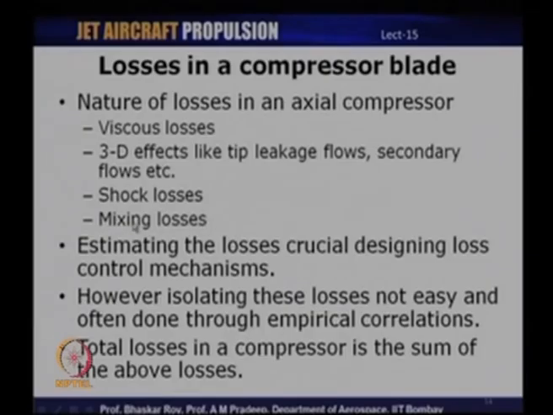So, it is necessary that a designer is able to have some indication or estimation of these losses, basically because it is required as a part of the design. We need to know what kind of losses are present in axial compressors and how we can estimate these losses. But of course, these losses do not exist in isolation. There is a combination of all these losses present in a compressor. So, it is very difficult to distinguish and isolate individual components of these losses, and the total losses in a compressor are basically the sum total of these individual components.